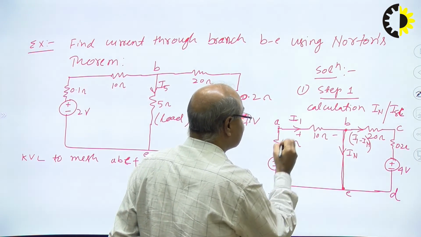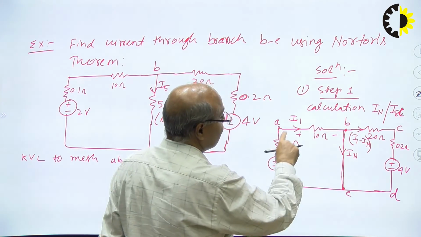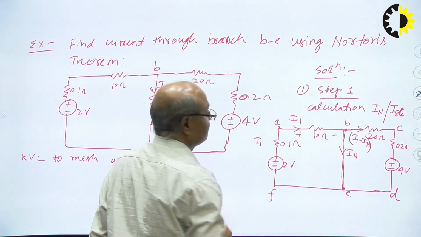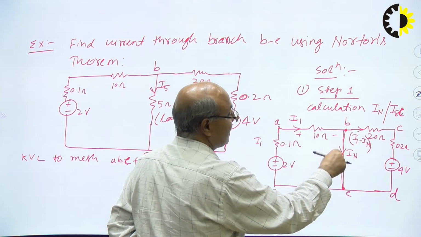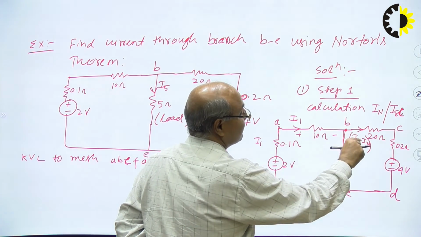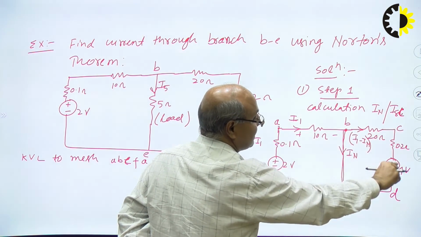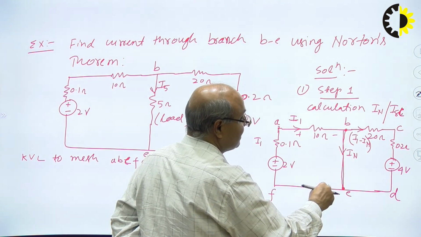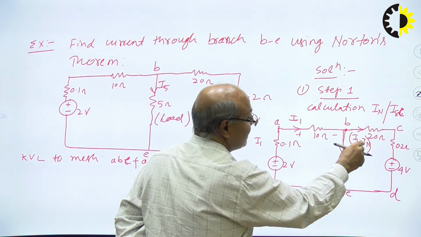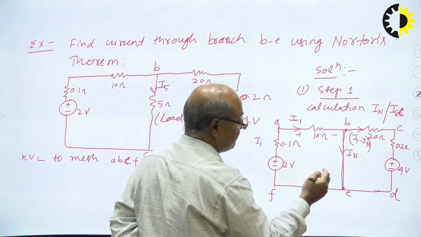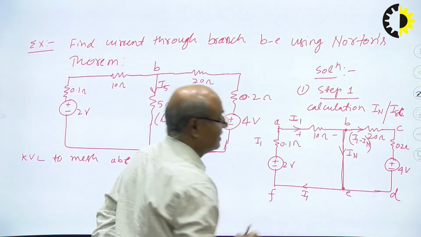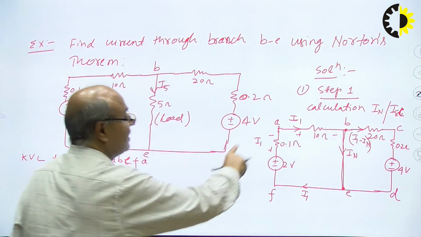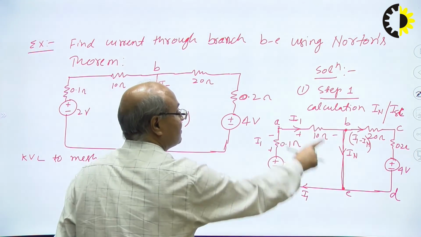So suppose current in this branch, what will be the current in this branch? Here it will be I1, because I1 is here, IN going this side and I1 minus IN from this side. So here it will be I1 minus IN plus IN. So IN will be cancelled, and here it will be I1. Now we can mark the polarity of this also, and write the KVL equation for this mesh or loop.